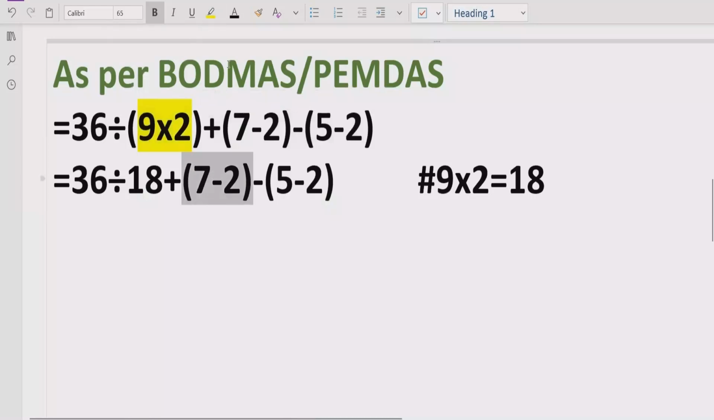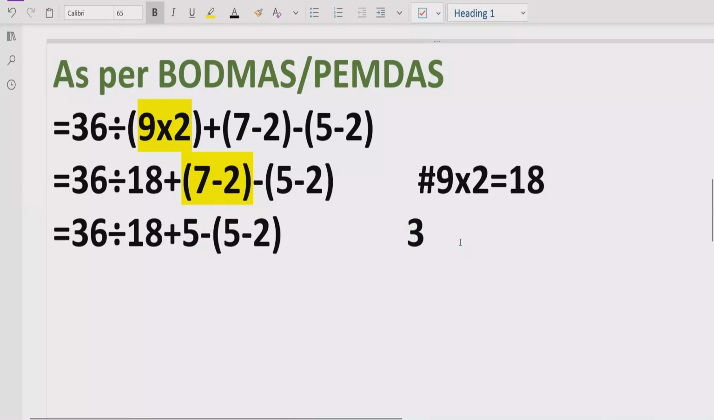Now, we have solved the second bracket. We will not solve this one yet because this is step number 3. Step number 1 is basically to solve all the brackets completely. So, now we will solve this bracket, which is 7 minus 2, which equals 5. And this part we will write as it is. And here we will give the reference: 7 minus 2 equals 5.